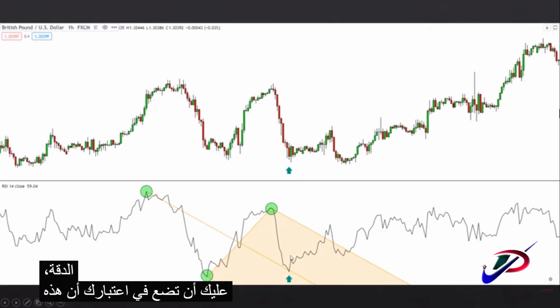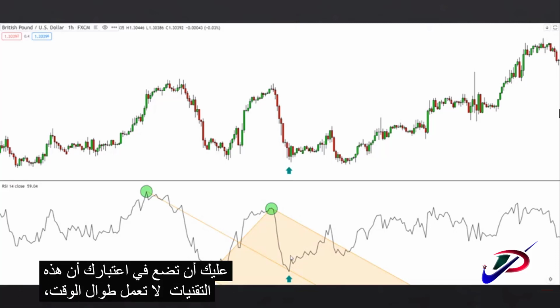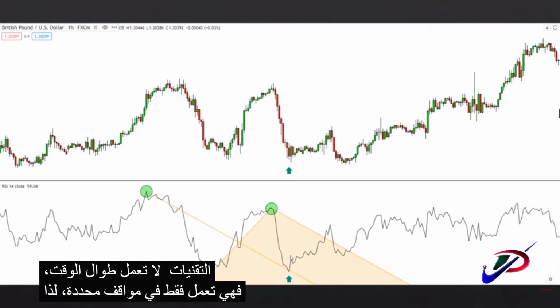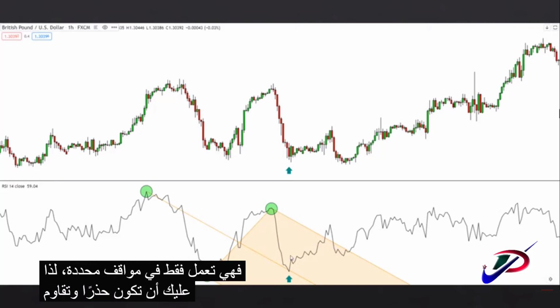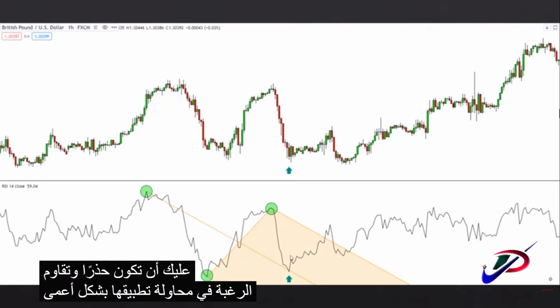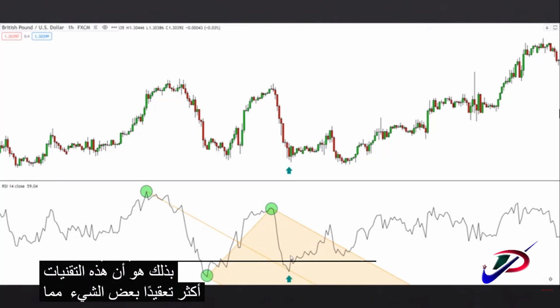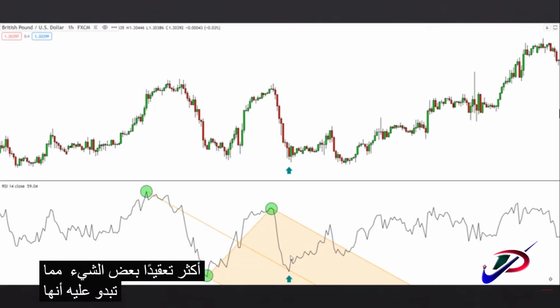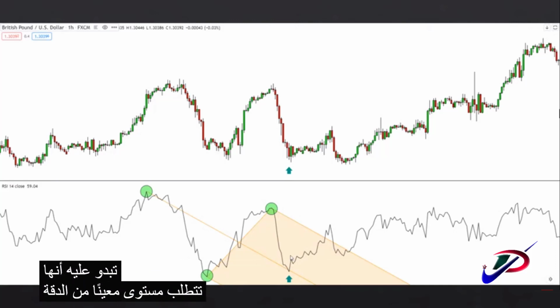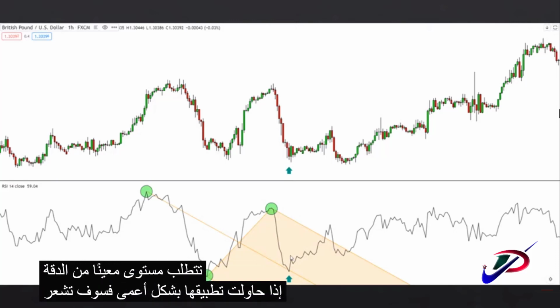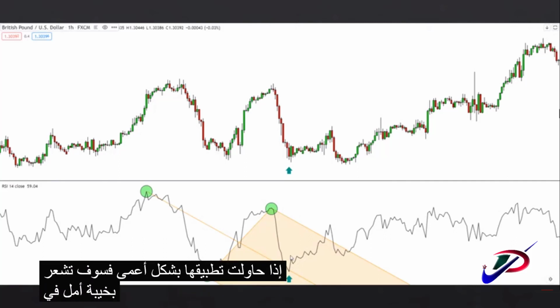You have to keep in mind that these techniques don't work all the time. They only work in specific situations, so you have to be careful and resist the urge of trying to apply them blindly every time you use the RSI. What I mean by that is that these techniques are a little bit more complicated than what they seem to be. They require a certain level of subtlety. If you attempt to apply them blindly, you will be disappointed.